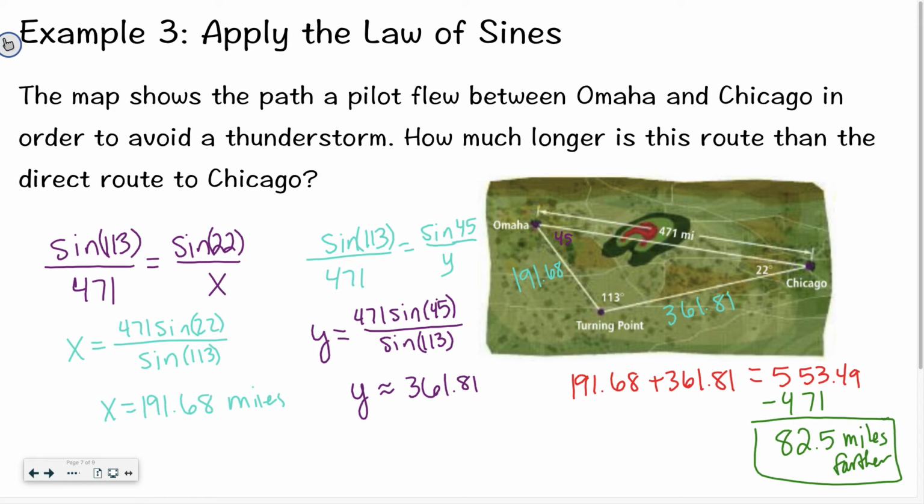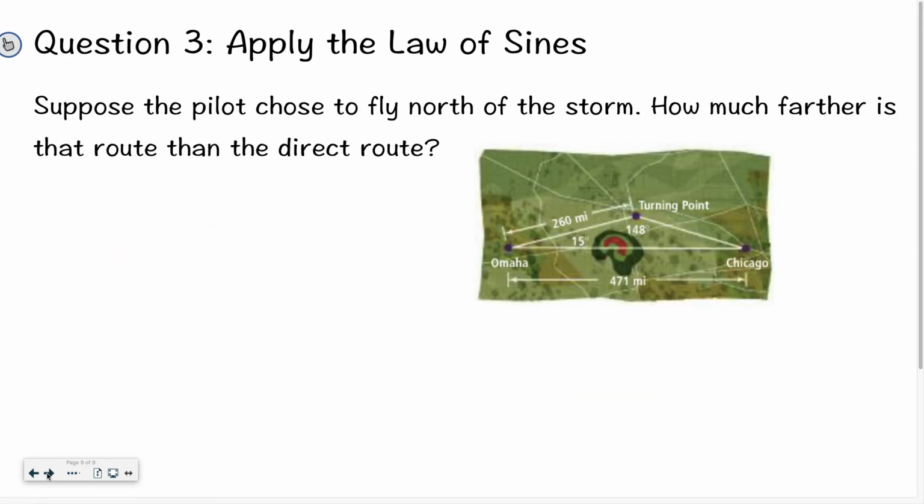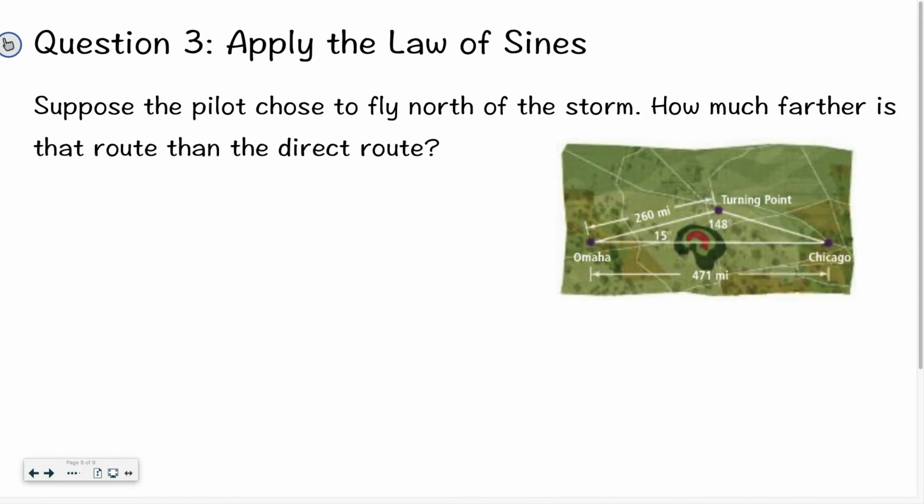Okay, so I had to do law of sines twice. I had to use the information about how many degrees were in a triangle. And then I had to do some addition and subtraction to compare and find out how much longer something was. So now you're going to do that same process with some different values. Suppose the pilot chose to fly north of the storm. How much farther is that route than the direct route? So go ahead and try to solve this one. Good luck.